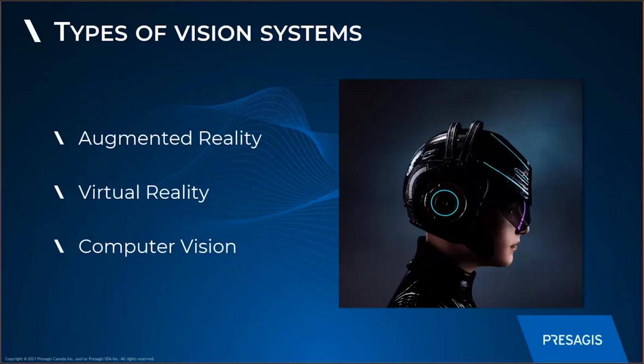We can break down the type of vision systems at a high level into 3 areas: augmented reality, virtual reality, and computer vision. And what I'm going to do is step through what each one of these means, some of the terminology behind them, and what they actually do.